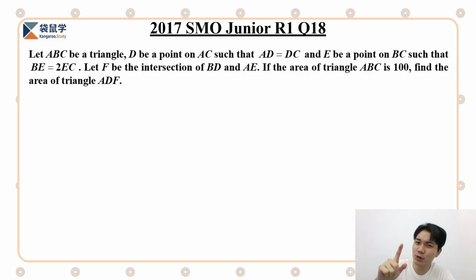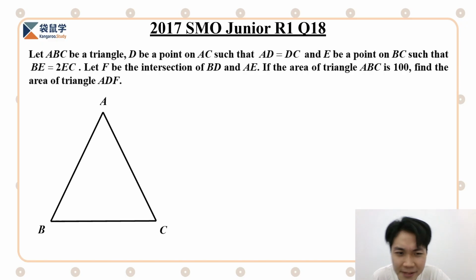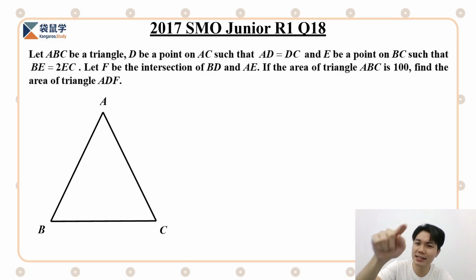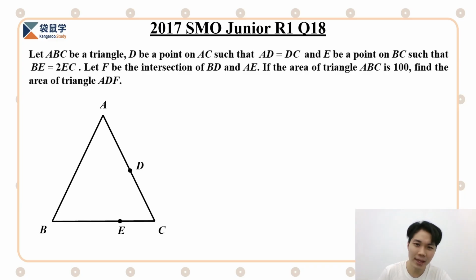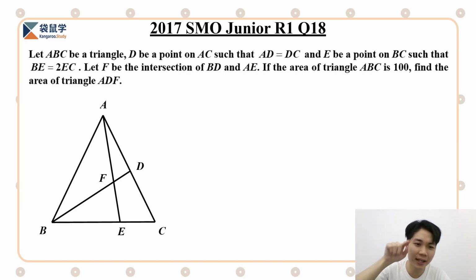So first, let's draw it out. We have triangle ABC, and D is a point where AD equals DC, so it's the midpoint, and then BE equals 2EC, so E is somewhere along the right side here. And we connect BD and AE, and then we get F.